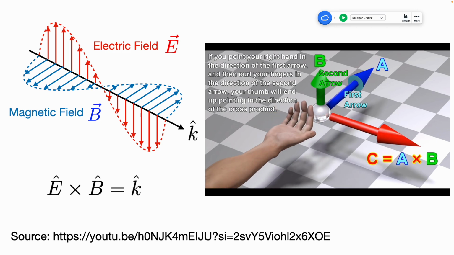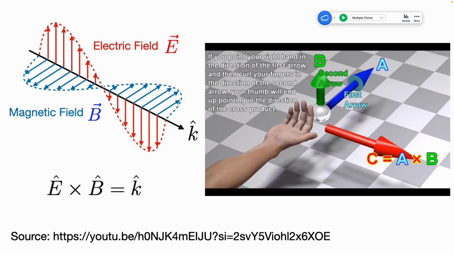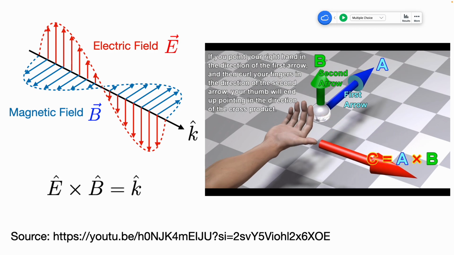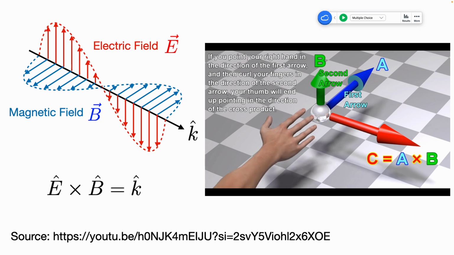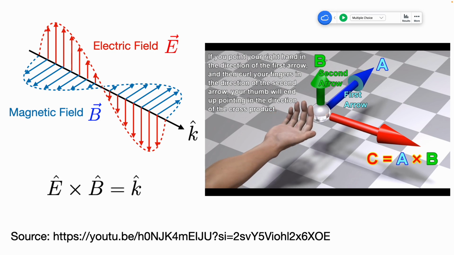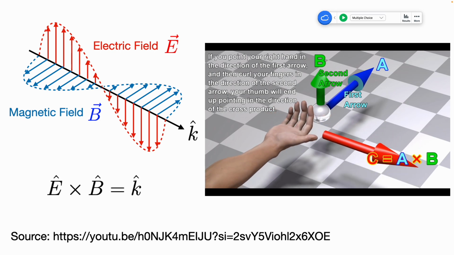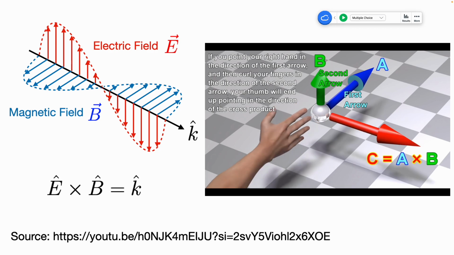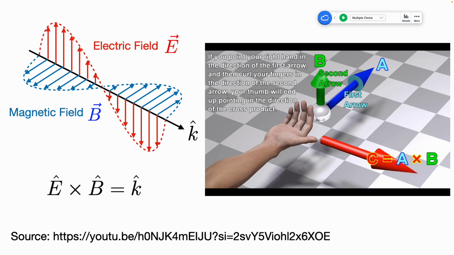You don't need to know why this is true, but you do need to know this common sense: electric field, magnetic field, the wave travels this way. Any other question? All right, so now pass this around. Make sure you know E cross B is the direction that the wave travels.